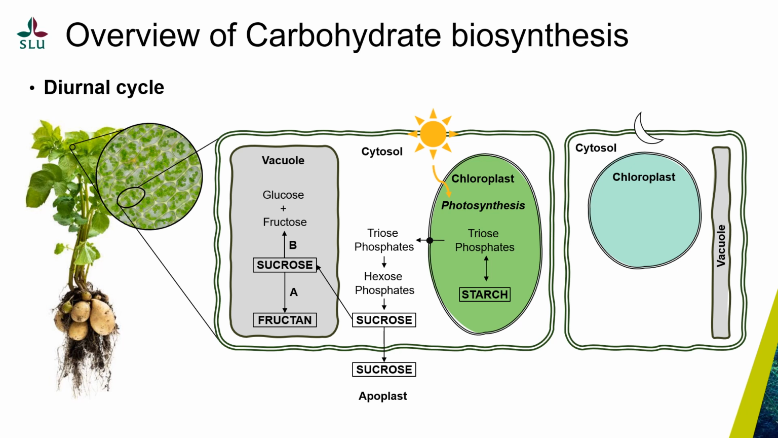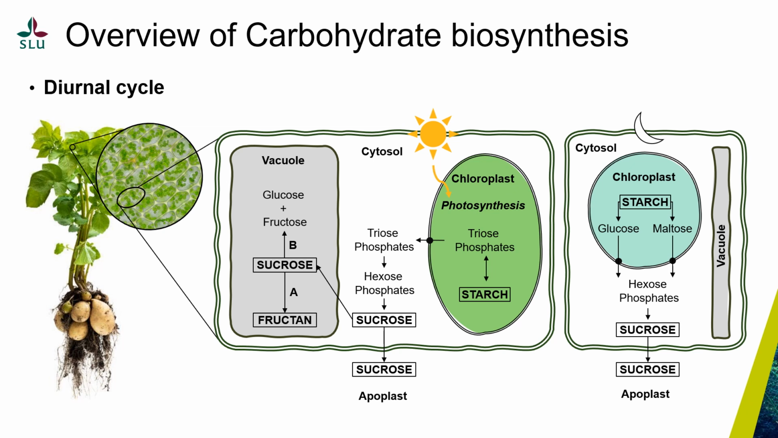Otherwise, during the nighttime, this starch in the chloroplast is broken down into glucose and maltose. And there are specific transporters which transport glucose and maltose out of the chloroplast and convert into hexose phosphate, which is again converted into sucrose, and that is transported to the apoplastic region of the cell again. This apoplastic transport of sucrose leads to transport of sucrose through the vascular bundles to the sink tissue. And as we discussed, the sink tissue is tubular.